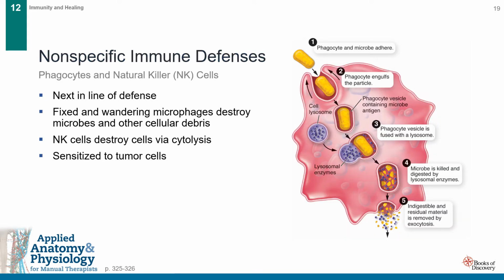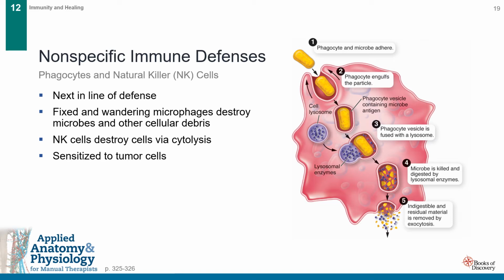Now let's discuss phagocytes and natural killer cells. If a microbe survives its journey past the physical and chemical barriers and the body's antimicrobial proteins have not destroyed it, the next line of internal defense is provided by phagocytes and natural killer cells.